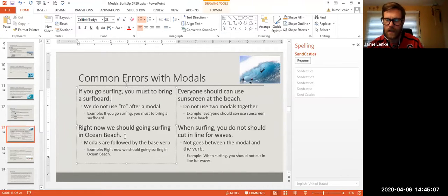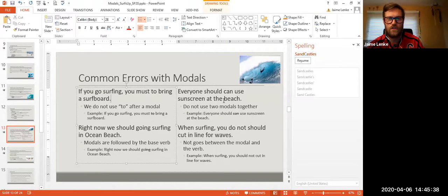So in the beginning, I had you write down activities that you like doing at the beach. If you wanted to turn those into modals, then you would need to include your original verb, but you would add in this helping verb to help you change the meaning of the sentence, right? So if you said right now we are going surfing in Ocean Beach, if we wanted to make that advice, we would say right now we should go surfing. And so it's the base form of the verb. And we'll look at some more examples of that.